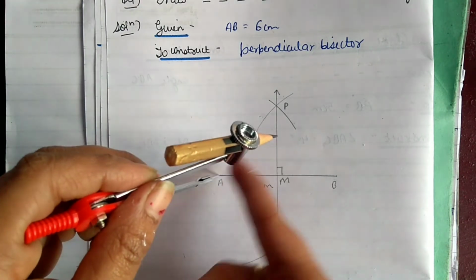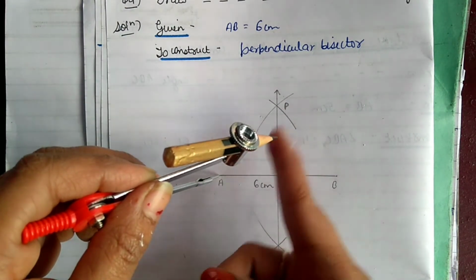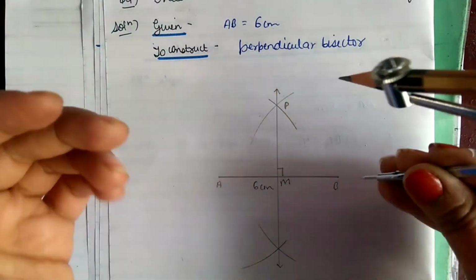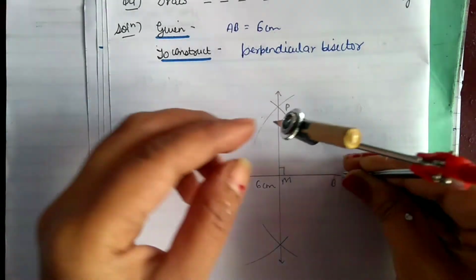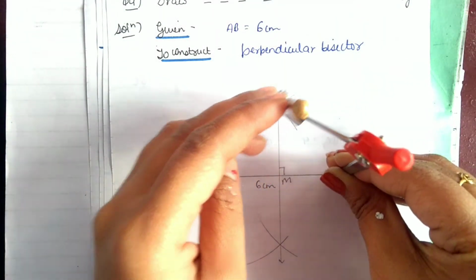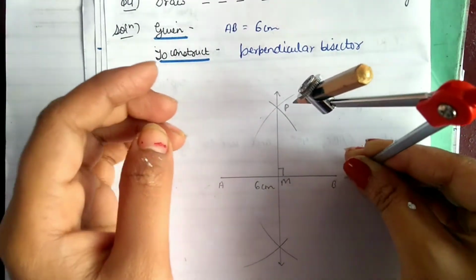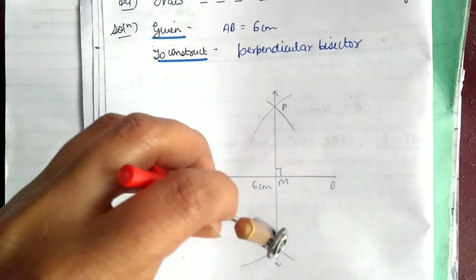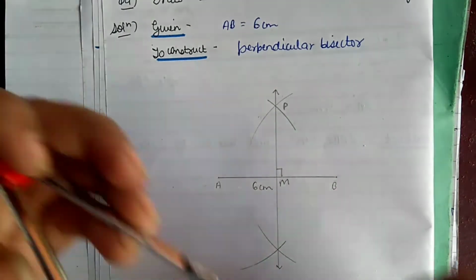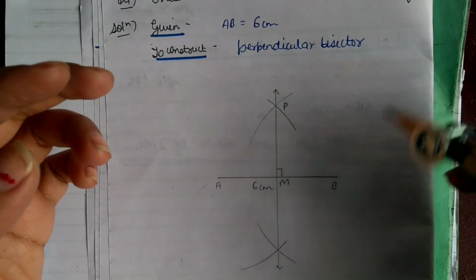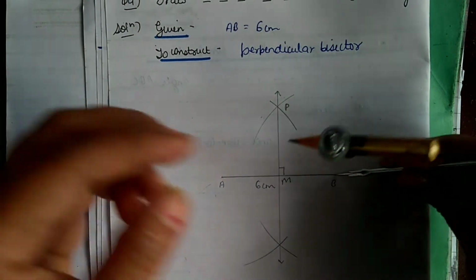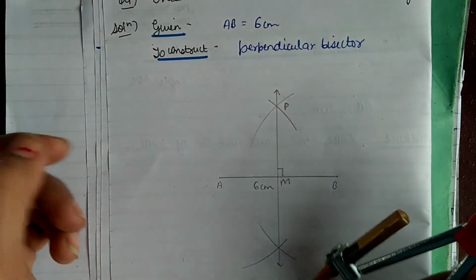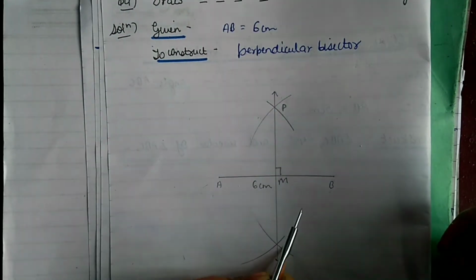You have to take the radius of this compass and cut an arc. Okay. And then again with B as center, with the same, without disturbing the compass, cut an arc. It will intersect at point P. Then again downward also with A as center cut an arc without disturbing the compass, and with the same with B as center draw an arc without disturbing the compass, and then it will intersect at Q.